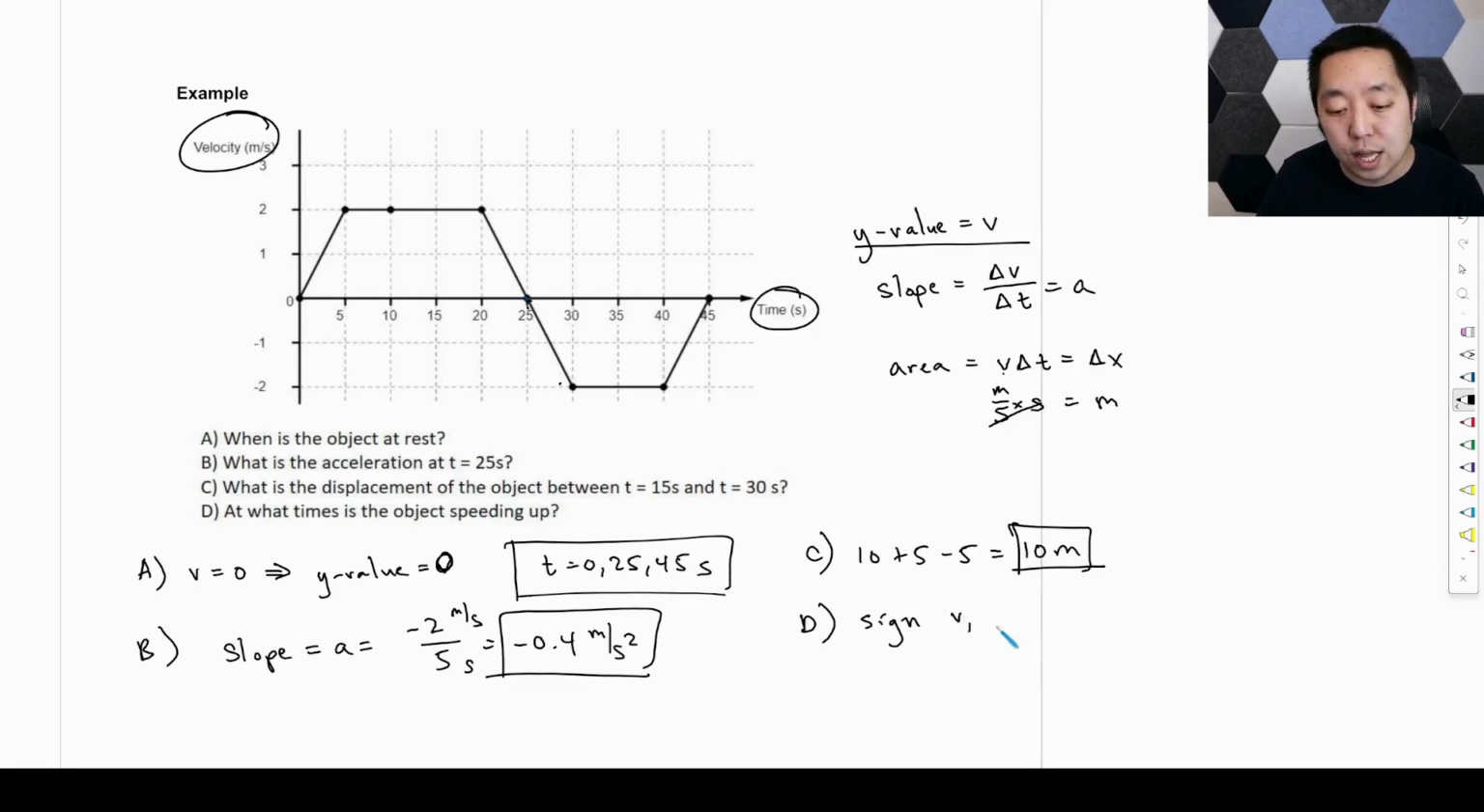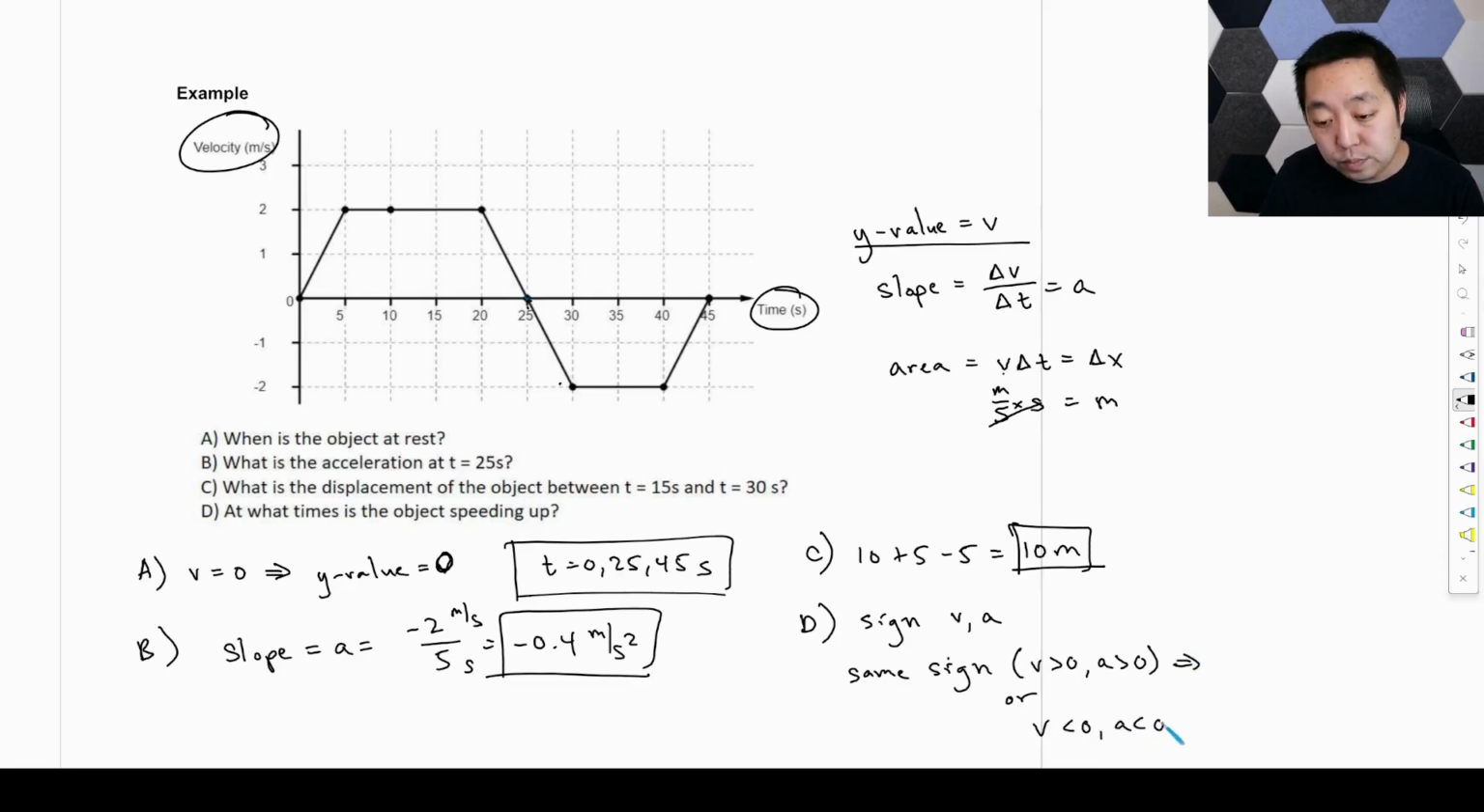So we want to look at the sign of velocity and the acceleration when it's speeding up. If they're the same sign, which means the velocity is positive and the acceleration is positive, then it's speeding up. It also could be they're both negative. Okay? So let's look at the two different cases.